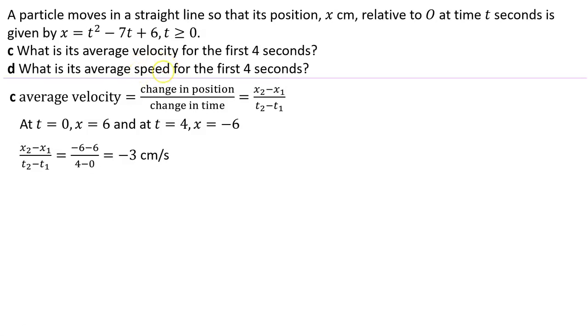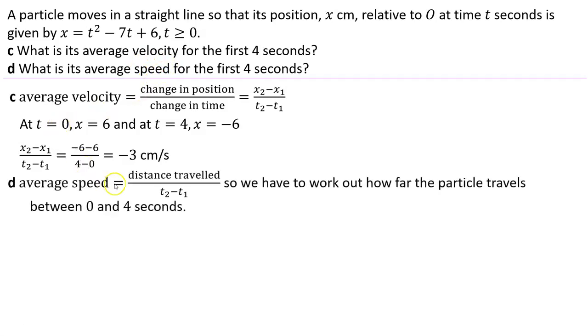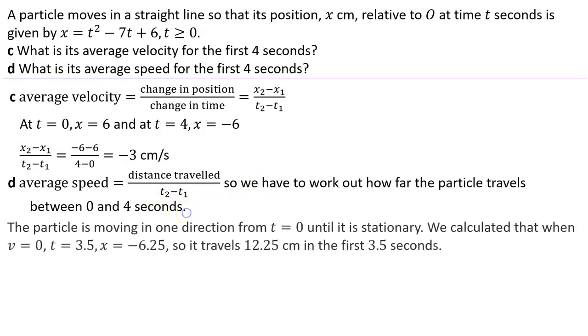Average speed for the first 4 seconds then. Remember that average speed equals distance travelled divided by the change in time. So we have to work out how far the particle travels between 0 and 4 seconds. Remember from part B, we found that the particle stops at t equals 3.5.